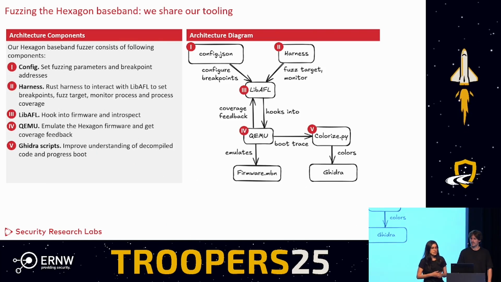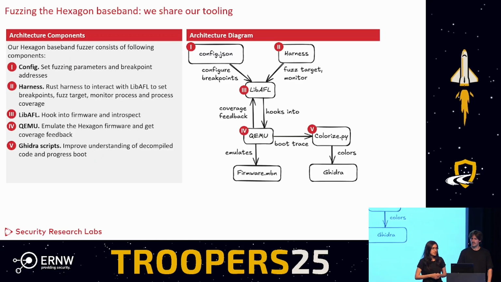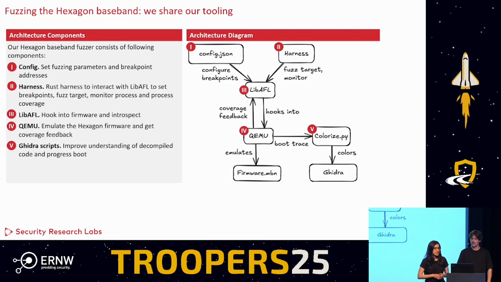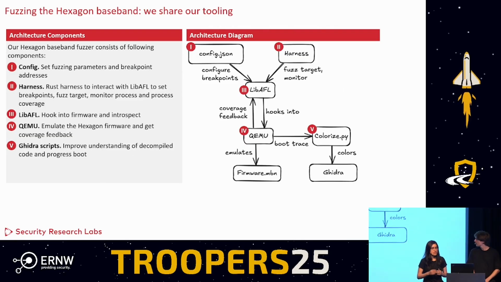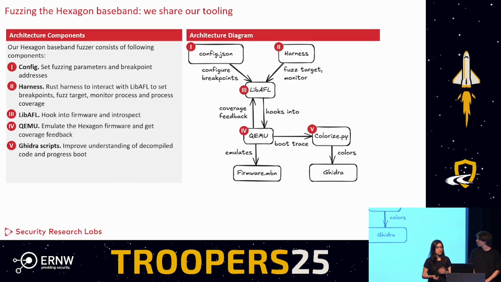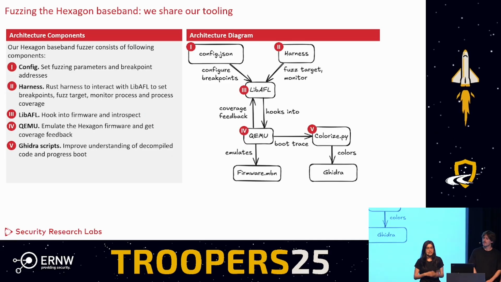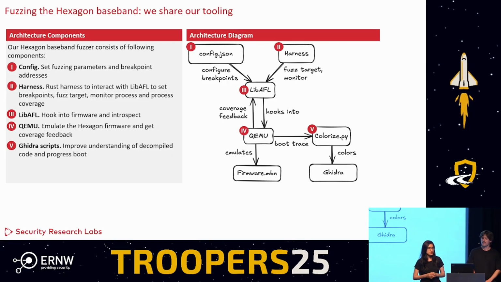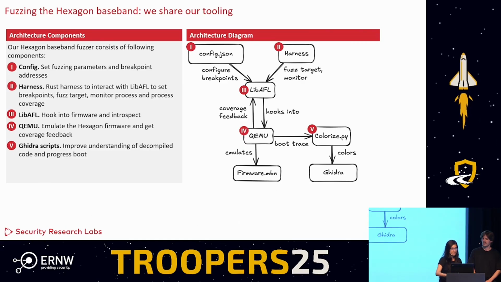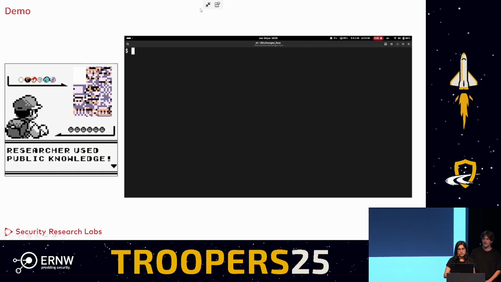Then libafl actually hooks into the firmware, does the function introspection, and QEMU does the emulation of the firmware, gets the coverage feedback, which is then given to libafl and back to our harness. And then we also have Ghidra scripts. One that we talked about was coloring the trace of the boot and then putting it into Ghidra. Then we can show you a live demo of our tool.